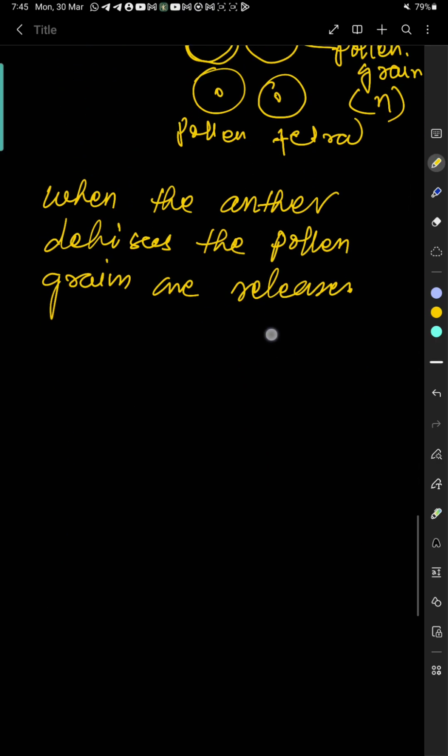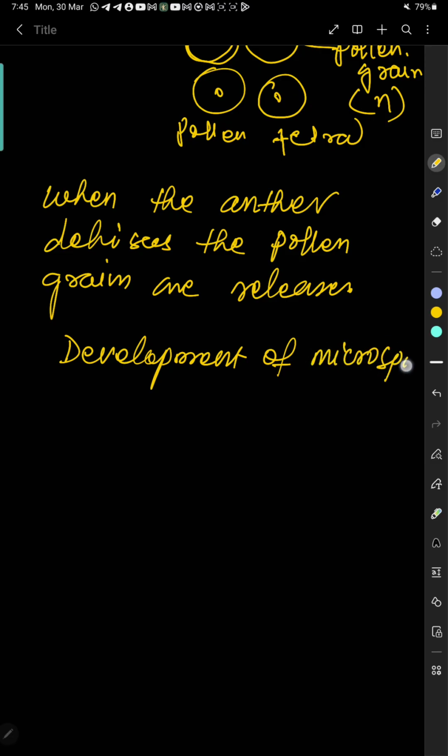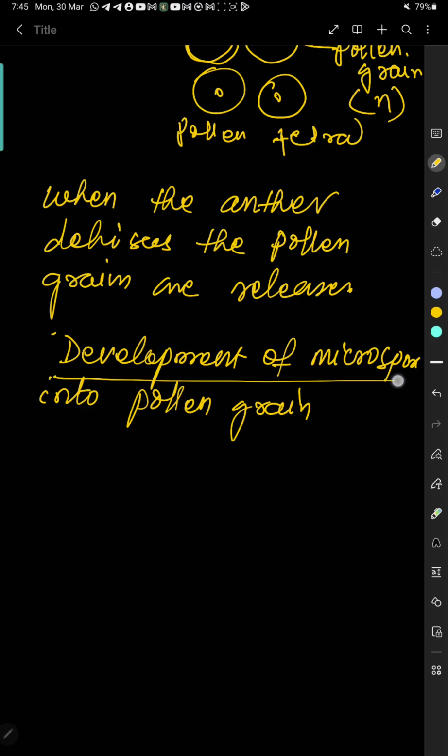So now, development of microspore into pollen grain. Very important, children. So each and every word is important here. Whatever I am writing here, saying here, is very important.